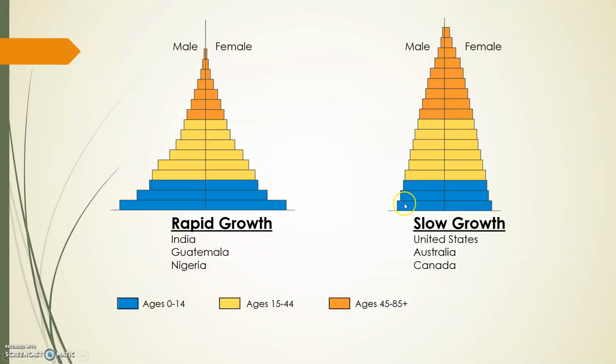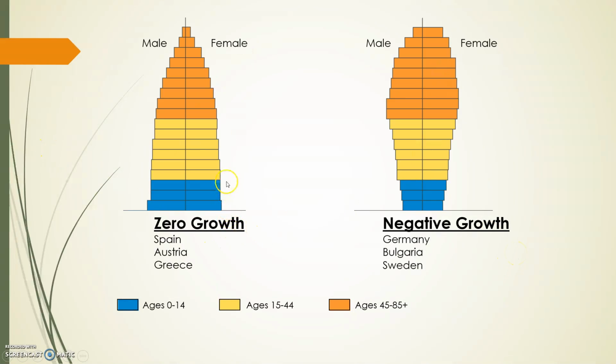This one right here, you can see that the bottom is still bigger, so you're still going to have more reproductive humans coming up through the ranks, but it's slower, you can see. I've got examples down here too, so make sure to jot those down. Here's zero growth. They're basically staying the same, as you can see here. And negative growth, it starts to get smaller. So there are less and less people of reproductive age coming into this population more and more.